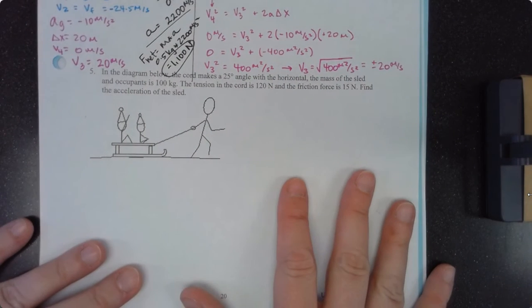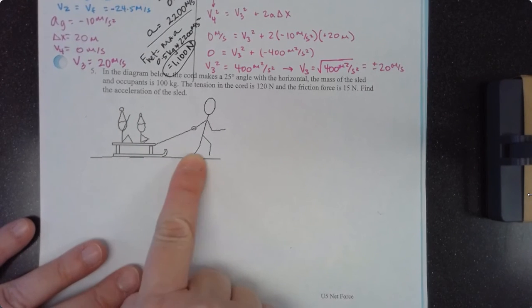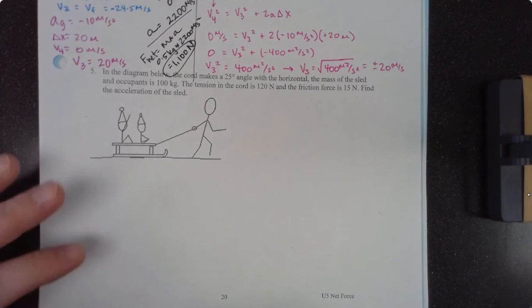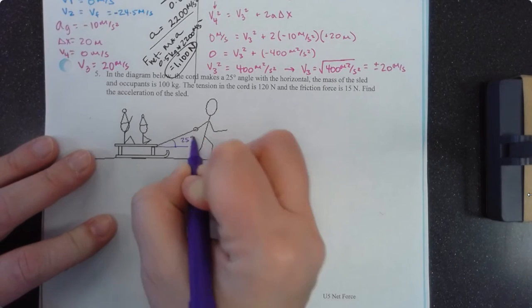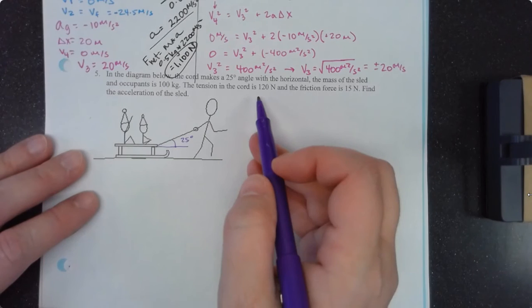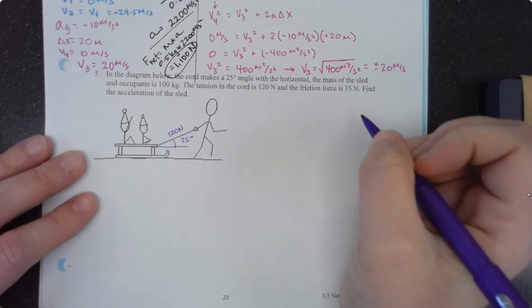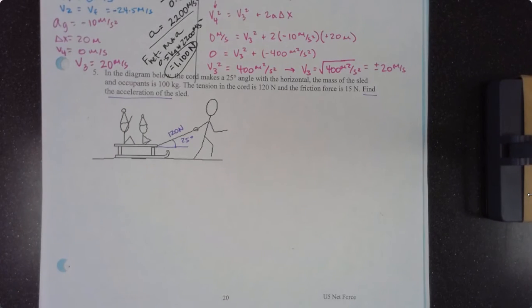All right, in the diagram below, where we have our 2 kids on a sled and someone's pulling them, the cord makes a 25-degree angle with the horizontal. The mass of the sled and occupants is 100 kilograms. So here's my angle. The tension in the cord is 120 newtons, and the friction force is 15. Find the acceleration of the sled. So what we're going to need to do to solve for this is make a force diagram and then a net force equation for Newton's second law.